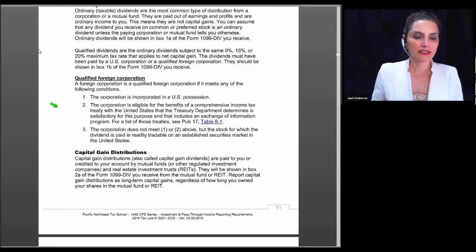Now, there is a definition of qualified dividend, and typically it refers to U.S.-based corporations, but it can also apply to qualified foreign corporations. And most foreign stock that is publicly traded is probably going to be qualified.